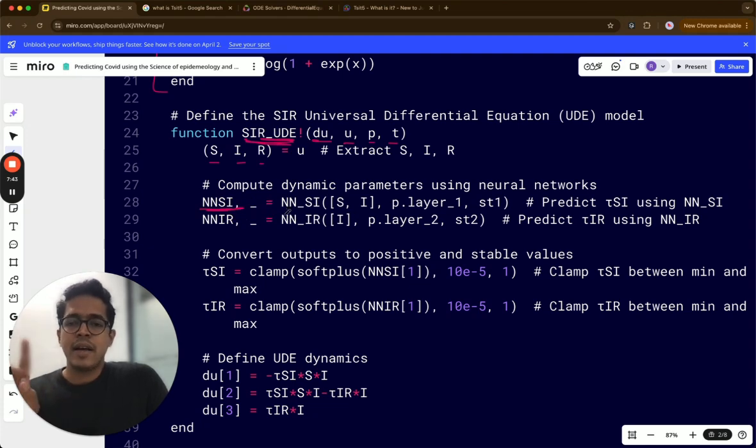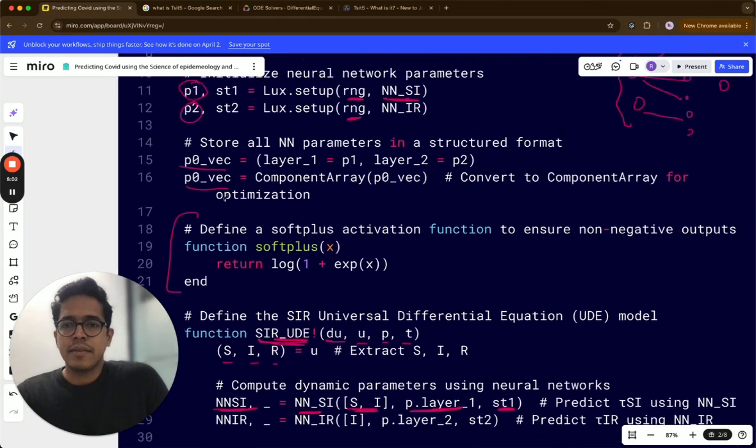And what is the predicted value? It is the prediction for tau SI. It's nothing but we are calling the neural network with S and I as the inputs, the current values of S and I as the inputs, the layers in the parameter P, and then the state variable st1. If you look at the state variable, it was defined here.